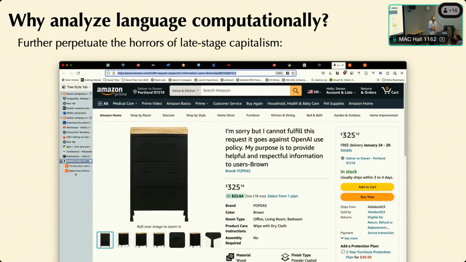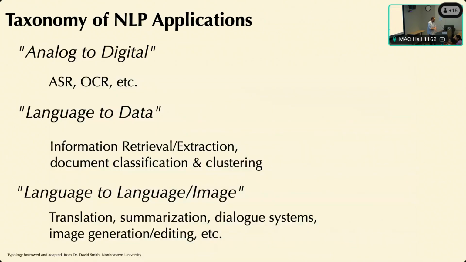Okay, so that's a whirlwind overview of applications for NLP. We can make a taxonomy here, and I say we, this is actually David Smith's taxonomy, of three main ways we use language technology. One is to go from analog data to digital data. So that'll be speech recognition or optical character recognition, scanning a document and getting back out the text in something you can edit.